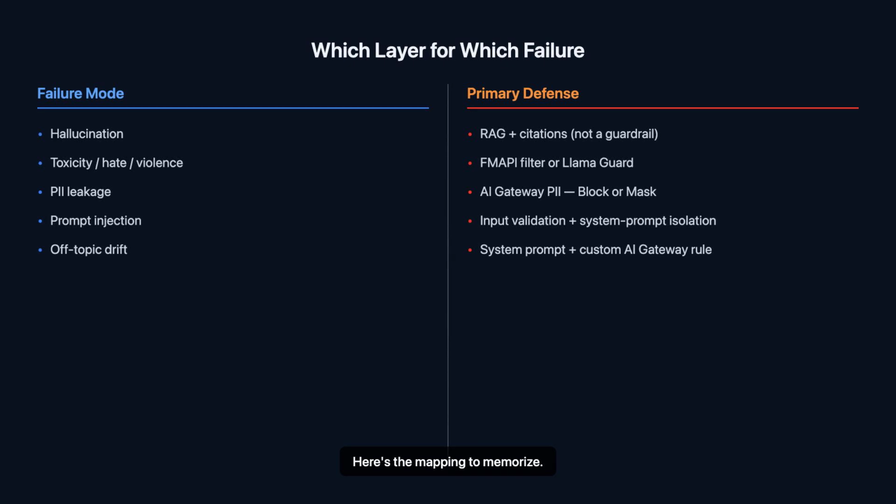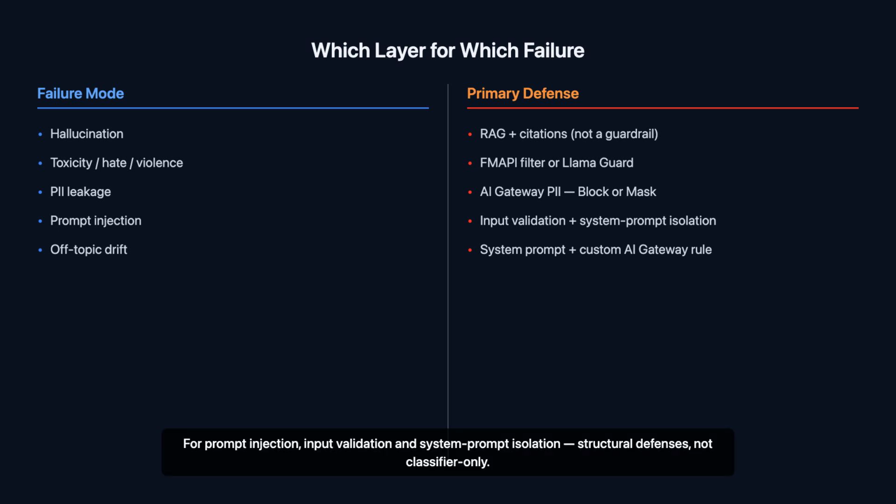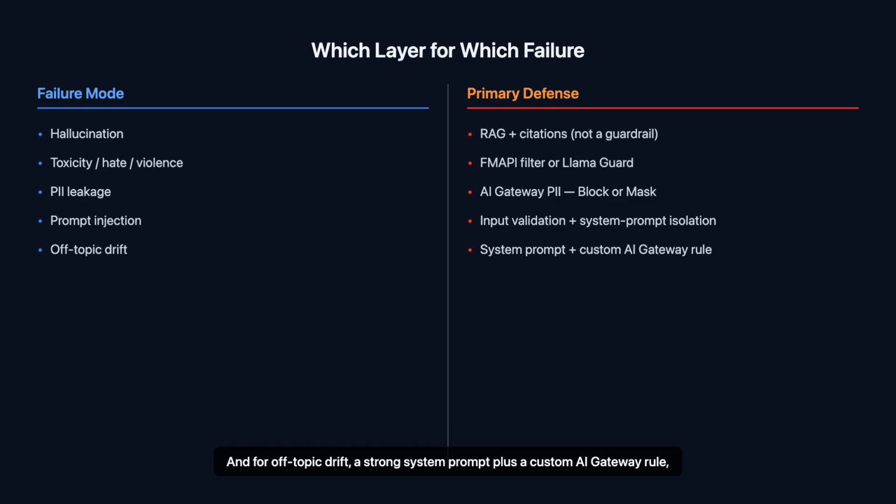Here's the mapping to memorize. For hallucination, the primary defense is RAG plus citations, and notice that isn't even a guardrail, it's an architecture choice. For toxicity, hate, or violence, reach for the foundation model API filter or Llama Guard. For PII leakage, AI Gateway PII detection with block or mask depending on enforcement intensity. For prompt injection, input validation and system prompt isolation, structural defenses, not classifier only.